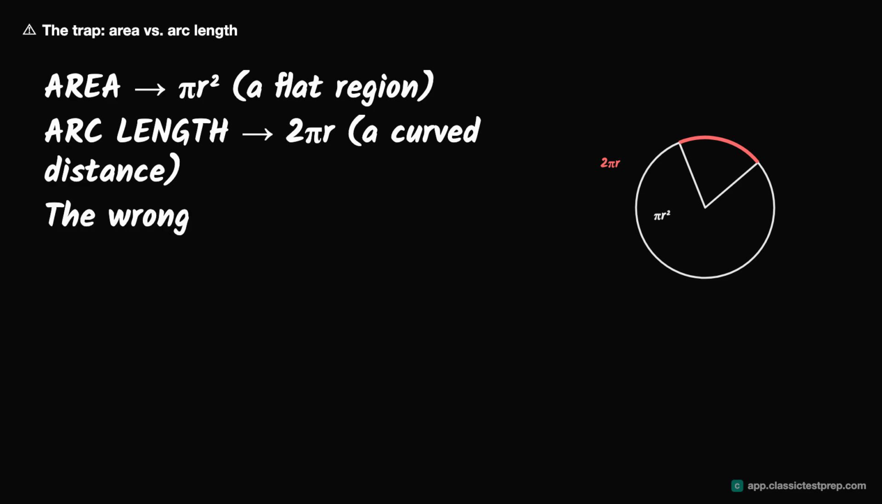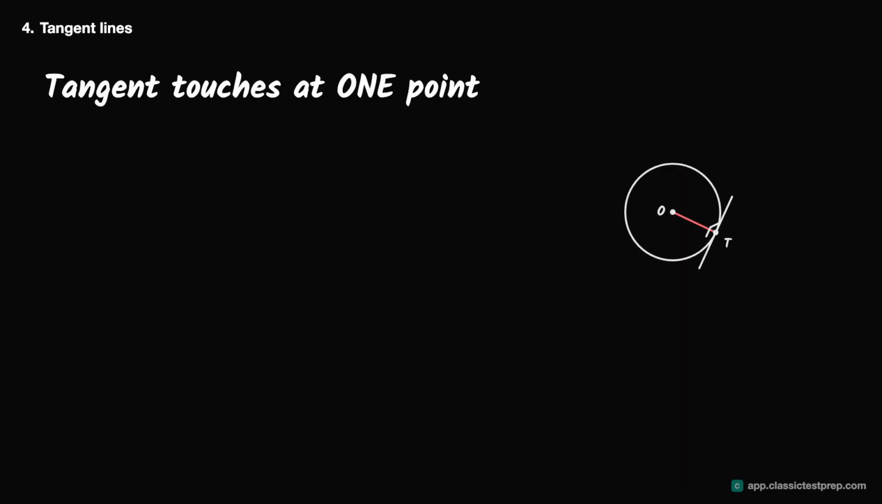So always make sure that you calculate the correct number. If you're looking for the area, use pi r squared and the central angle. If you're looking for the arc length, you use 2 pi r times the central angle. All right, now let's talk about tangent lines. This is the final core idea that you are likely to see on the ACT, and it turns circle problems into triangle problems, which sounds weird, but this is what it means.